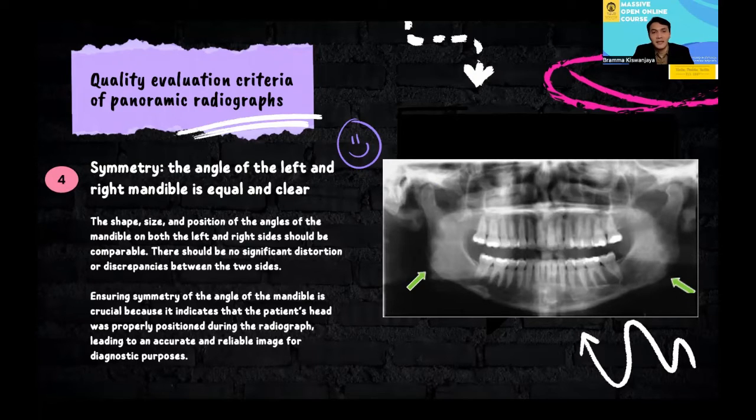Symmetry is another key factor. The angle of the left and right mandible should be equal and clear. The shape, size, and position of the angles of the mandible on both the left and right sides should be comparable. There should be no significant distortion or discrepancies between the two sides. Ensuring symmetry of the angle of the mandible is crucial because it indicates that the patient's head was properly positioned during the radiograph, leading to an accurate and reliable image for diagnostic purposes.